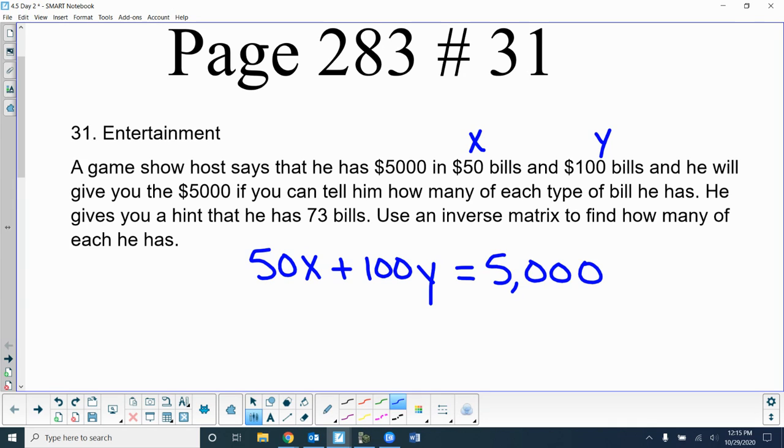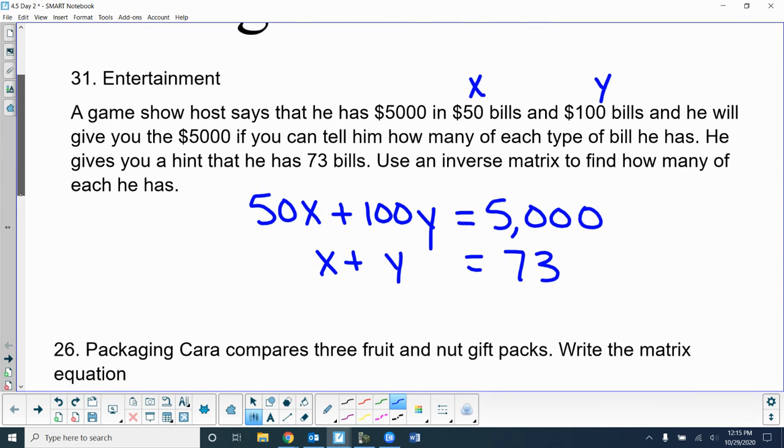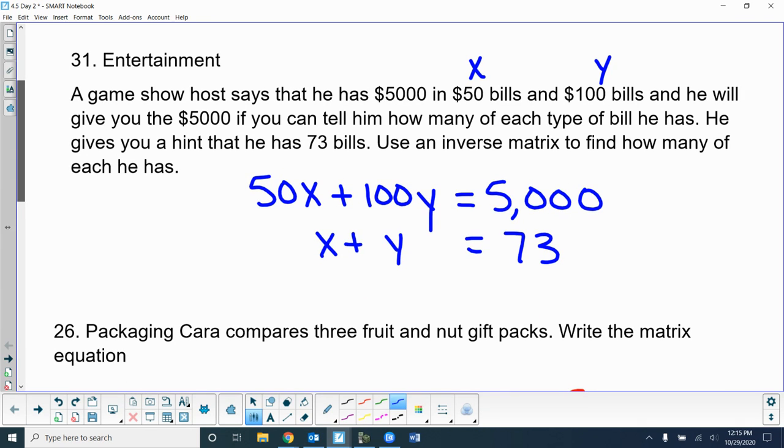Okay. The hint is there's 73 bills. So what's my other equation? Yeah, X is the number of 50s, and Y is the number of 100s. So X plus Y is 73. All right, so go ahead and do it. Find the answer now. I'll give you a minute. Yeah, it is.